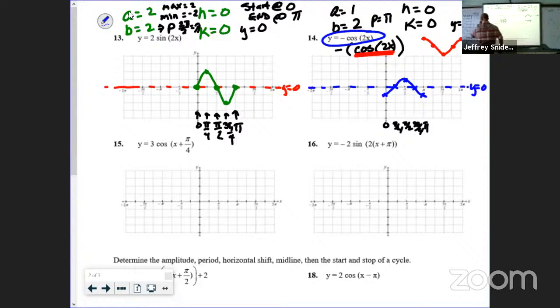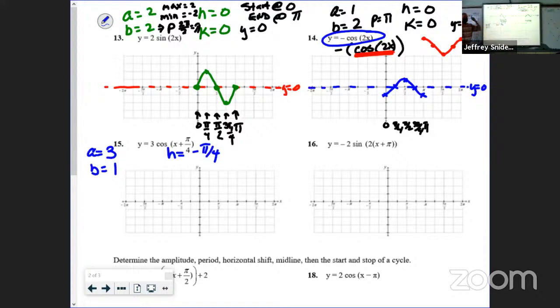All right. This is the last one I asked you to do right here. Last one. Here we go. What's the a value? 3. What's the b value? 1. What's the h value? Careful. I say this every time. Careful. Thank you, Noah. It's -pi/4. Remember, it's the opposite. It's x minus h. So this is minus a -pi/4.